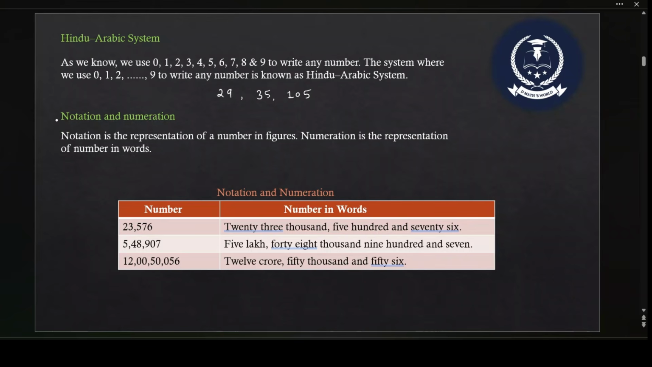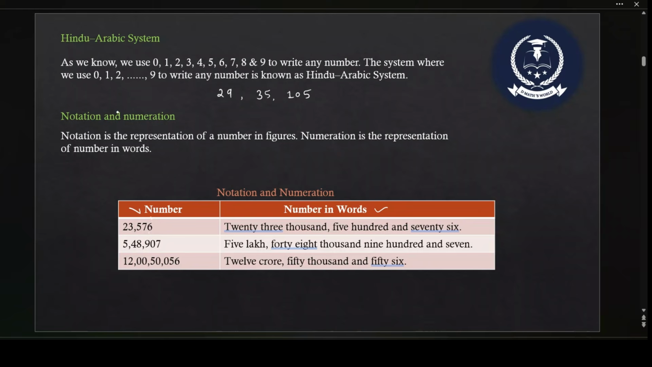Now we are coming to the next topic: notation and numeration. Notation is the representation of a number in figures. Numeration is the representation of a number in words. Look here, notation and numeration. So this is the number and this is the number in words. If you know the number system, we can easily write these numbers in words. Look here at how we can count it.